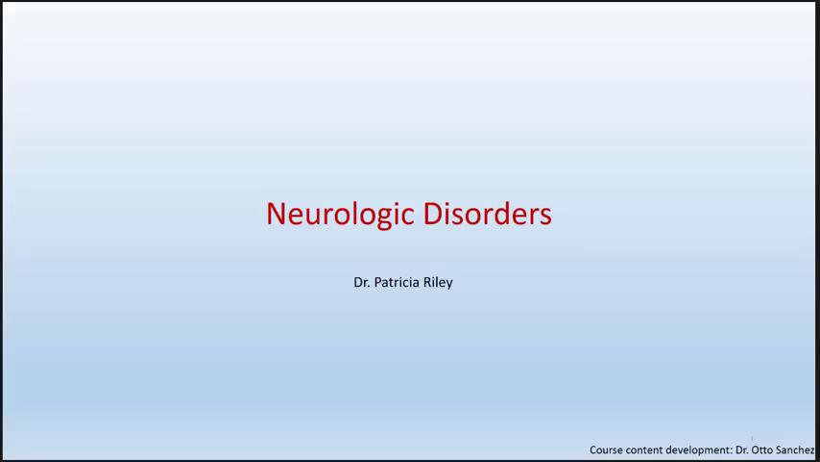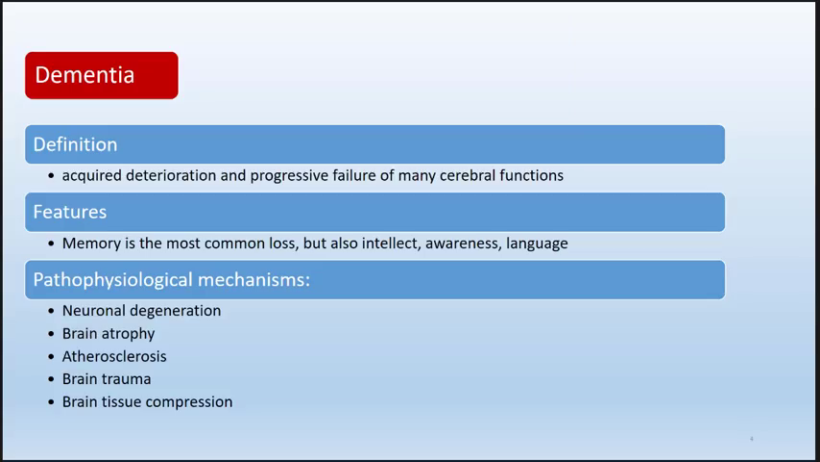In today's lecture, we're covering neurologic disorders. And we're going to start with dementia and Alzheimer's disease. Dementia is really a general syndrome that, as stated here, describes the acquired deterioration and progressive failure of many cerebral functions, so having to do with the brain. And it's going to impact features such as memory, intellect, awareness, and language, but the most common, as you can see, is memory, which is impacted with dementia.